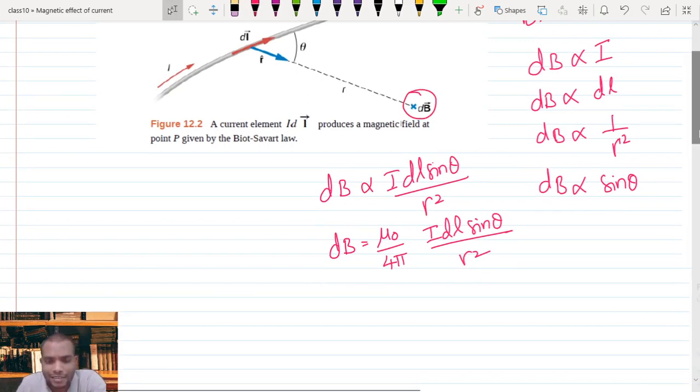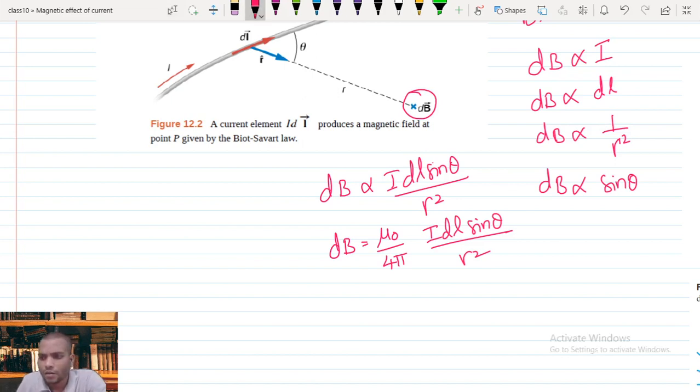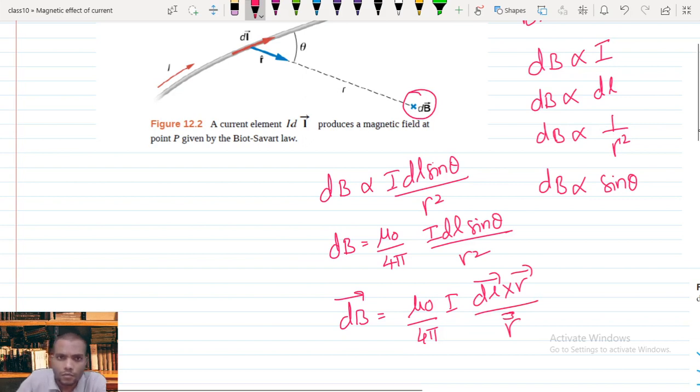And to find the direction, we depend upon the cross product of the given elemental length and the position vector. So in vector form you can represent that dB bar equal to mu naught upon 4 pi times I dl bar cross r bar upon r cube. This represents the vector form of the Biot-Savart law.